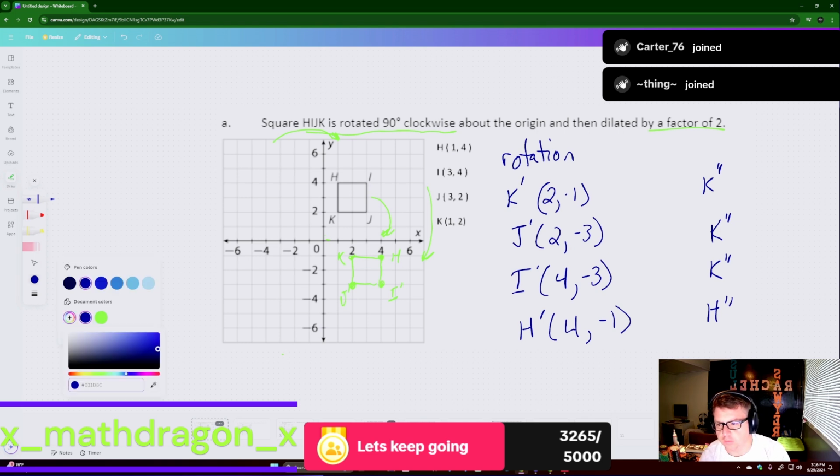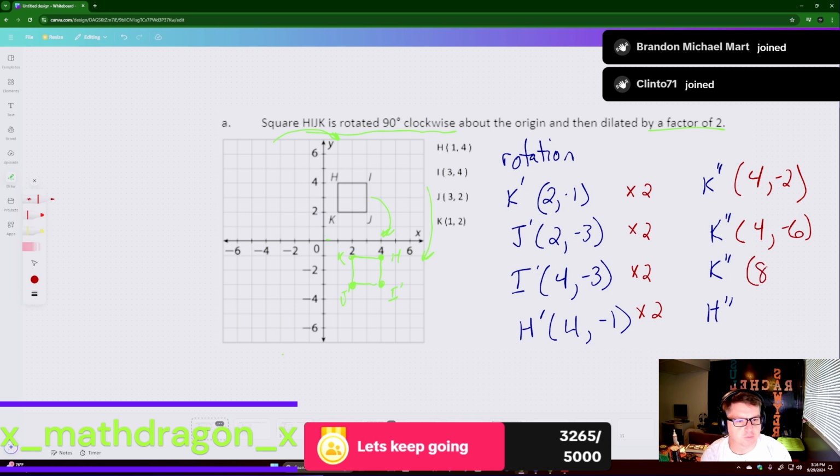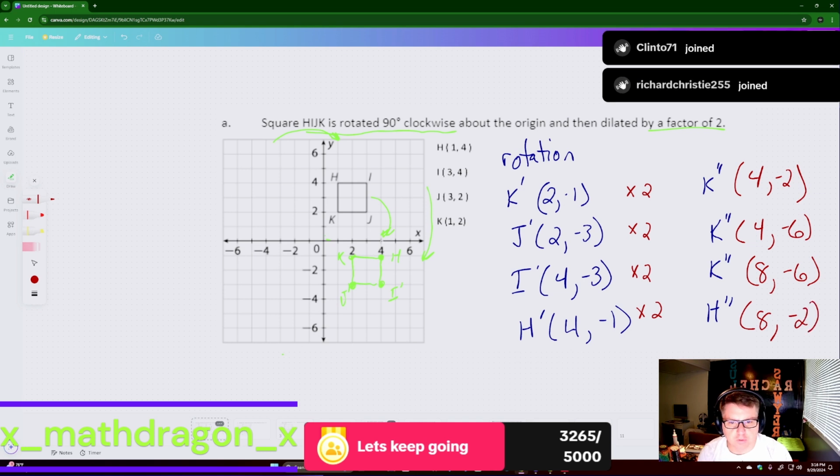So when we do that, we are going to multiply each of the ordered pairs by 2, because that's how we're going to dilate it by 2. So 4 comma negative 2, 4 comma negative 6, and this one's going to be 8 comma negative 6, and then this one's going to be 8 comma negative 2. So once we do that, we get 4, negative 2. Oh, that's negative 1.